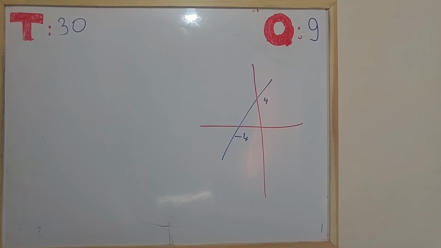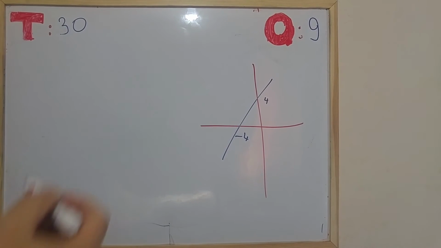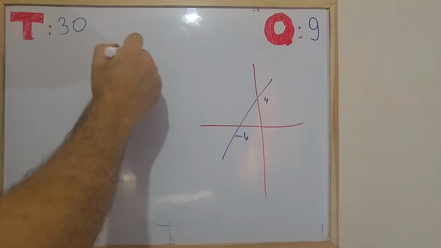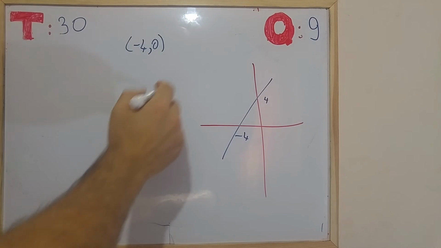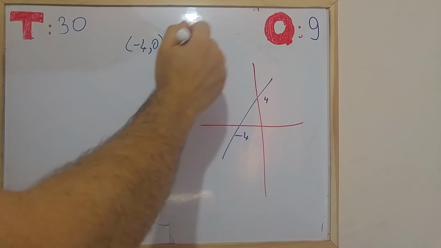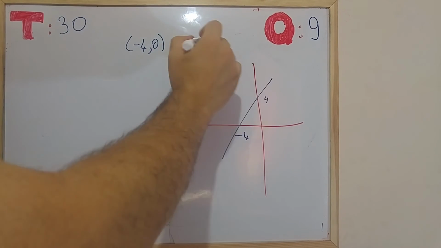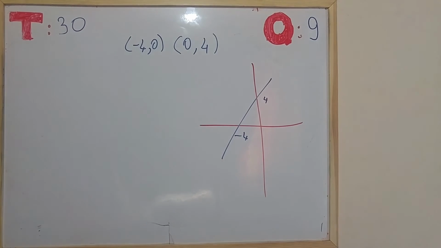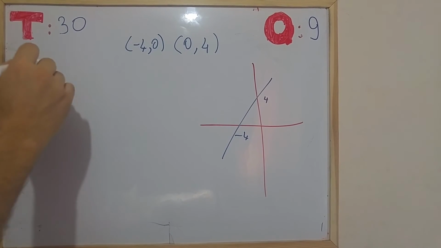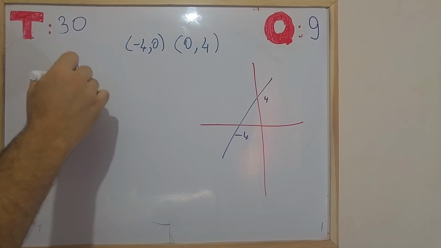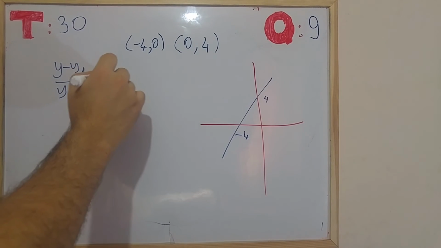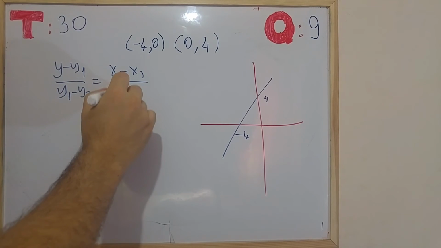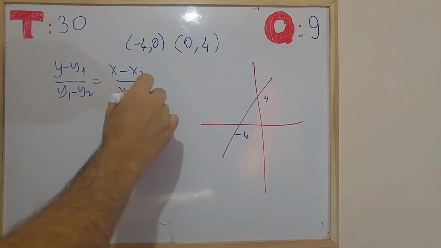We already know 2 points of this function, which are minus 4, where y is equal to 0 here, and 0, where x is equal to 0 here, and y is equal to 4. So we have 2 points. And if you remember, we have a rule, y minus y1 over y1 minus y2 is equal to x minus x1 over x1 minus x2.